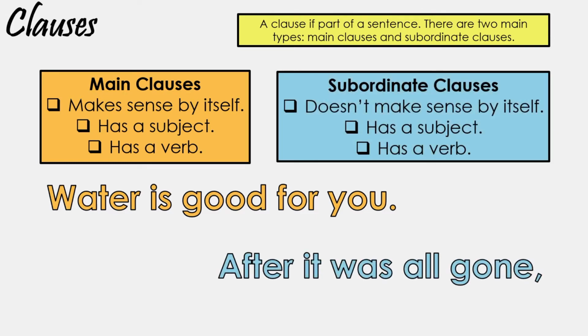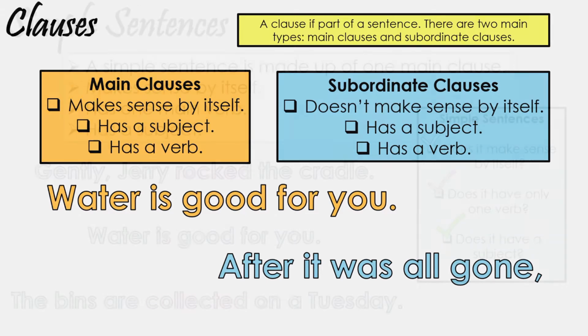The other type, a subordinate clause, does not make sense by itself. It needs to be used with a main clause to make sense, which is why some people call them dependent clauses. An example is, "After it was all gone." Now, reading the example out loud, you'll hear that it sounds incomplete.